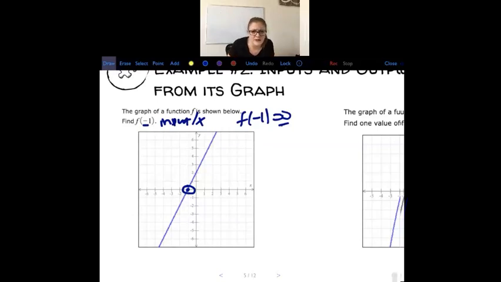Let's do another one. Let's say we were asked to find f of 2. So we go to where x equals 2 and go to the function. The y value there is 6. So f of 2 would be 6.